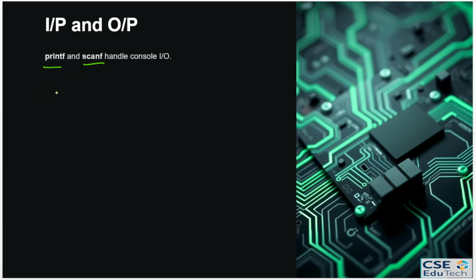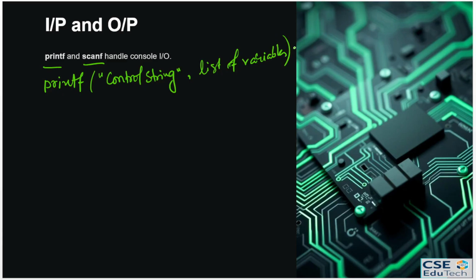So generally the syntax is printf, then within double quotation marks a control string, double quotation close, and a list of variables, and then a semicolon. Now these control strings are: percentage c for character, percentage d for integer, percentage f for float, and so on.